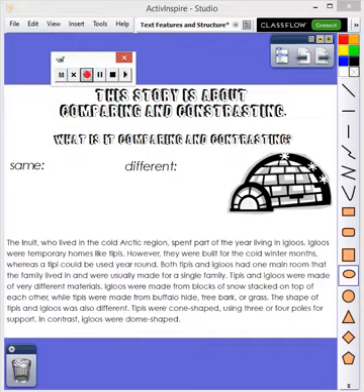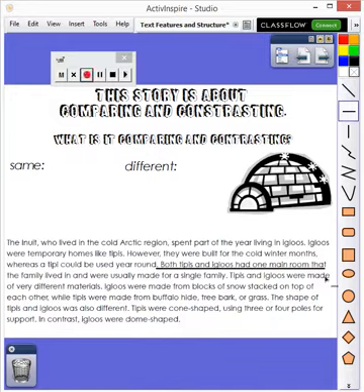Can you find something in this story that makes them the same? Both teepees and igloos had one main room that the family lived in. So right here, both teepees and igloos had one main room that the family lived in.